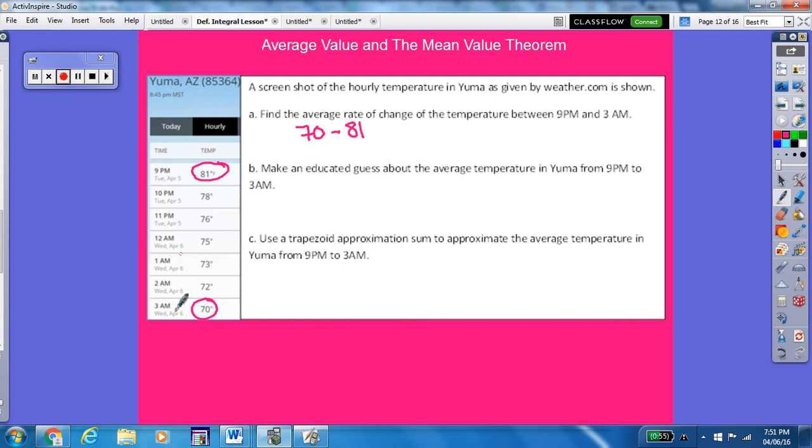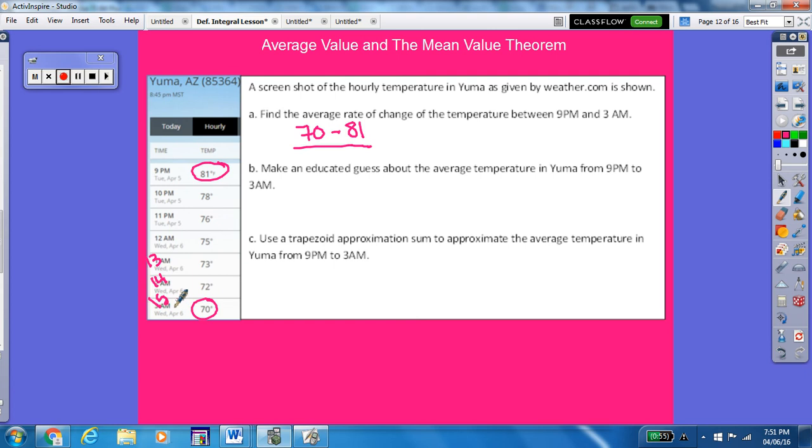So I know 9 is bigger than 3, but 3 a.m. is actually further in time, so that one should go first. And on the bottom, you don't really want to do 3 minus 9, because technically 3 is before 9. So the way you think of this is 9, 10, 11, 12. This is actually 13, 14, 15.